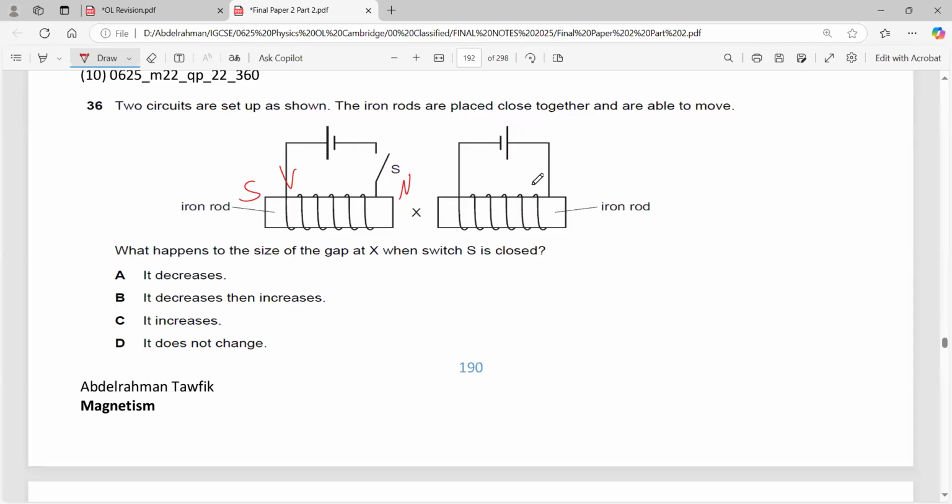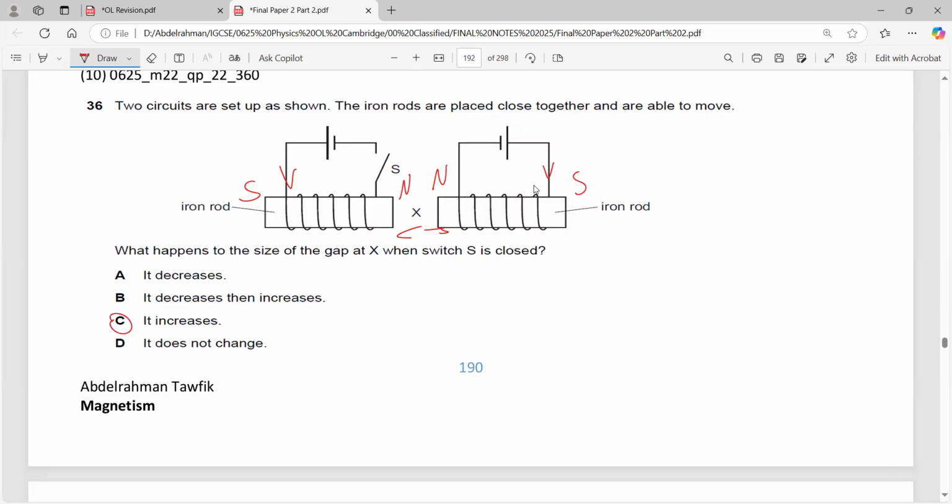Okay, what about the other one? The current is moving above or below? No, this is moving below. So if you hold the core using your right hand, you'd find that the thumb is pointing towards the left hand side, and therefore the North Pole is on the left hand side and the South Pole is on the right hand side. North and North, what will happen? They would repel. So basically, what would happen to the size of this gap? It would increase. It would definitely increase.